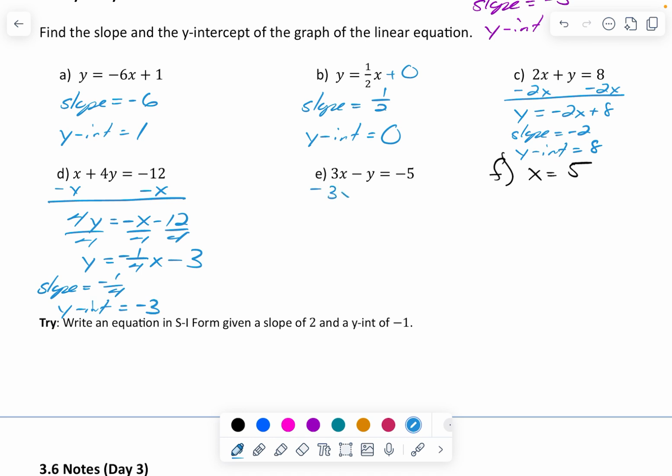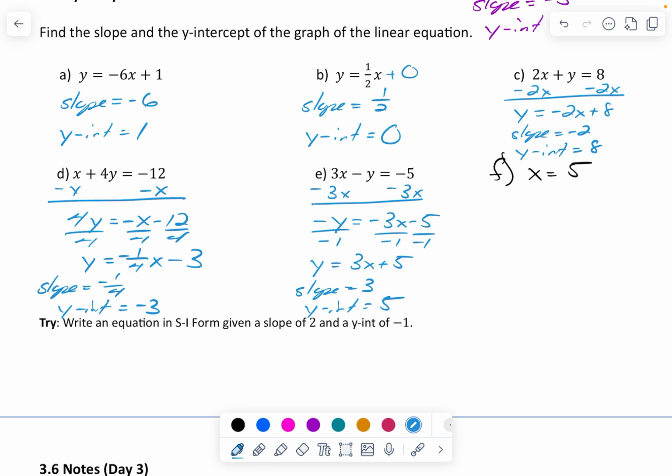This last one, -3x, we get -y equals -3x - 5, dividing everything by -1. Y equals +3x + 5, slope 3, y-intercept 5. Okay, so we didn't do one like this.